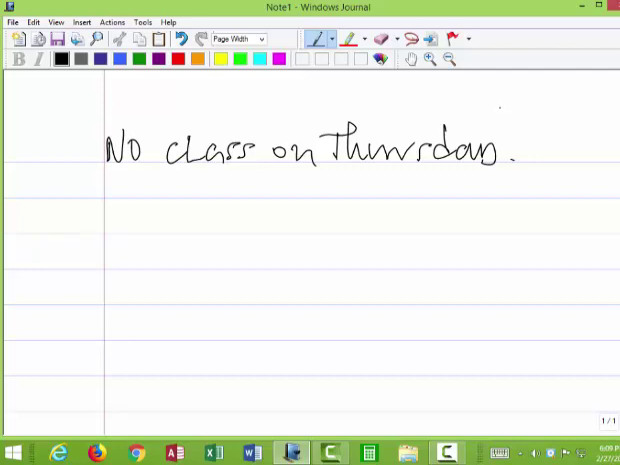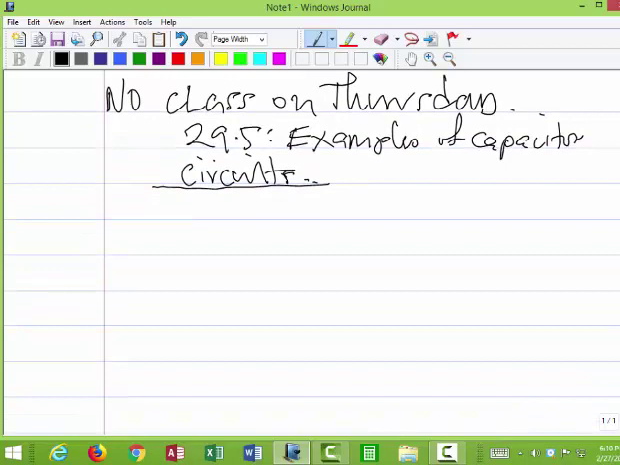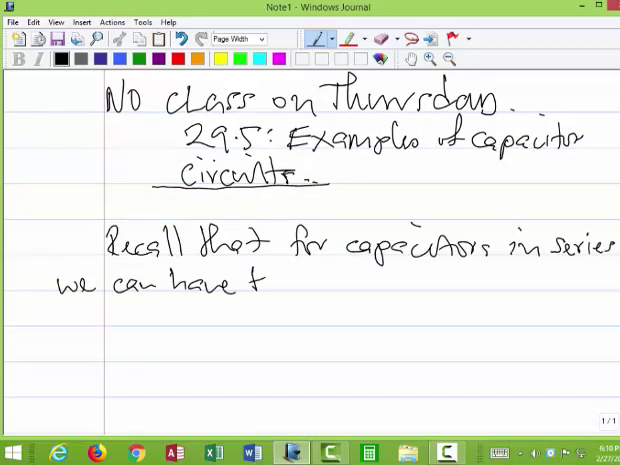Let's get started. So let's look at some examples of capacitor combinations. We're still on chapter 29, section 5. I'll just remind you of the different combinations and how to do the exercises. Recall that for capacitors in series, we have the following.